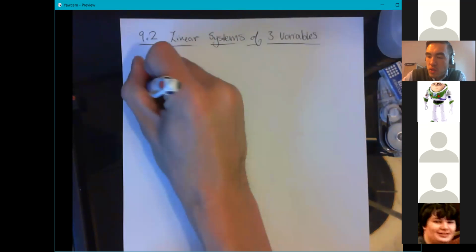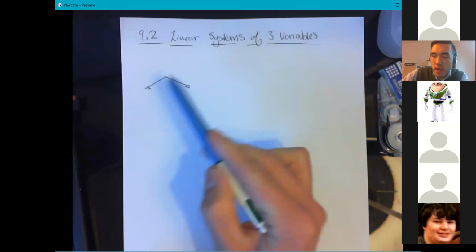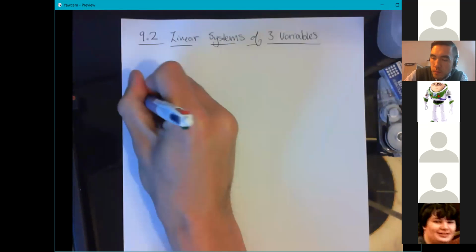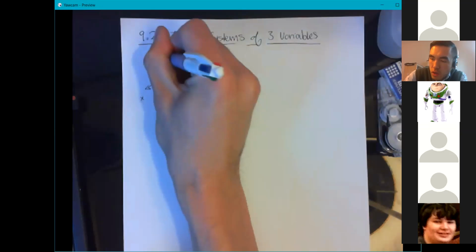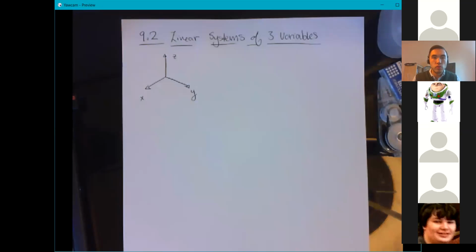So just keep in mind that these types of systems describe what's going on in 3D space. So instead of having x and y flat on the paper, I have x and I have y, and z would go up away from this so that we have 3 dimensions, all of which are perpendicular to each other.